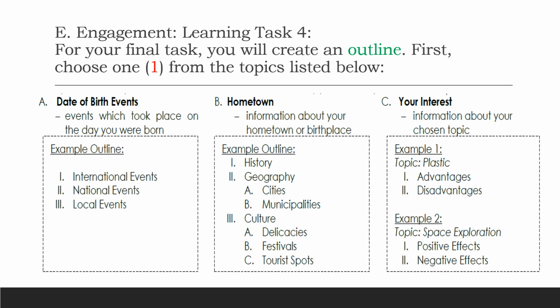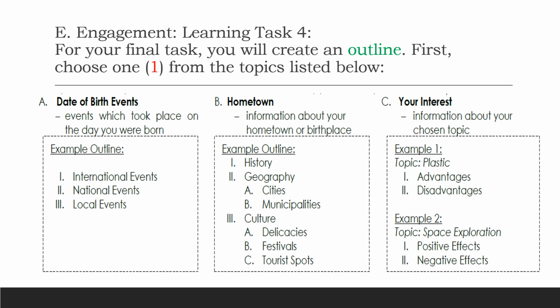So, Roman numeral number 1, history. History nung lugar. Let's say, here in Batangas ka isinilang. History of Batangas City. And then, Roman numeral number 2, geography. Saan matatagpuan ang Batangas City? Saang city, letter A, saang municipality. Kung meron man siyang municipality involved. Kung wala naman, do not answer letter B.